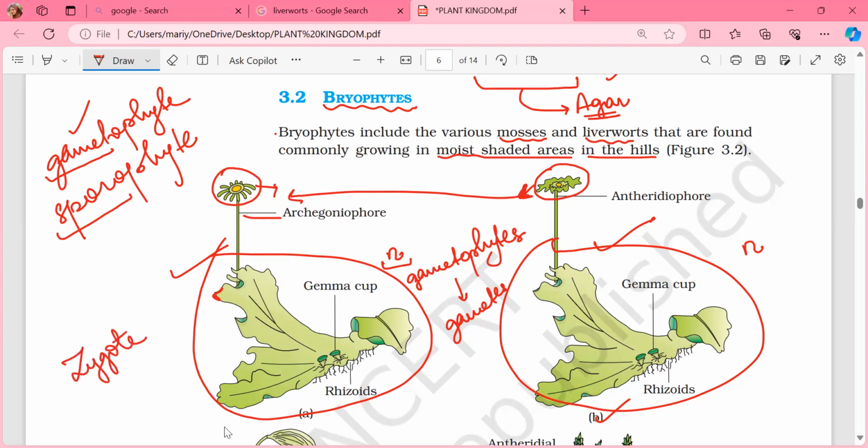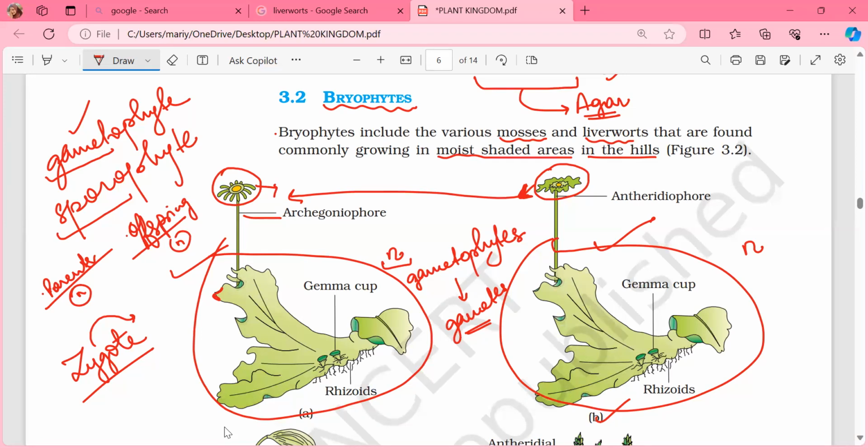Now, normally, when the parent body is haploid, then this zygote is supposed to undergo, like, see, what do I say? If the parents are haploid, what should be the ploidy of the offspring? Tell me, if the parent is haploid, then the offspring should be the same. Exactly, because both of them are the same thing, right?